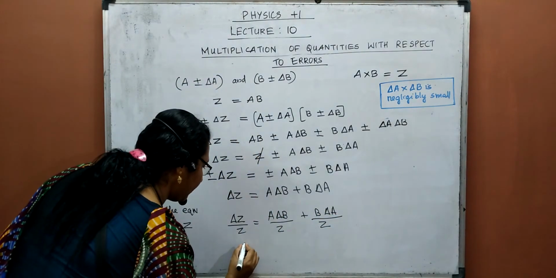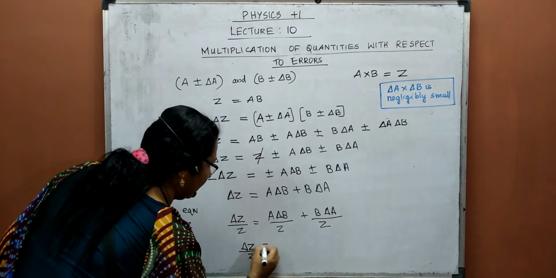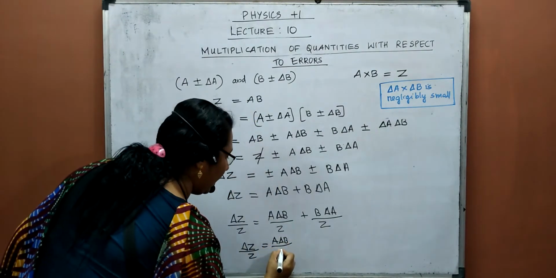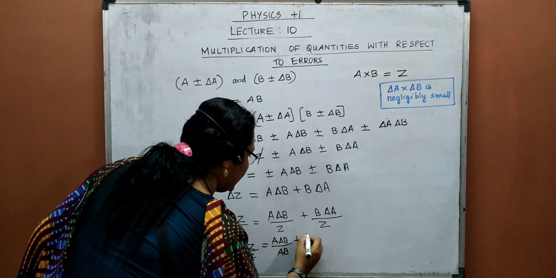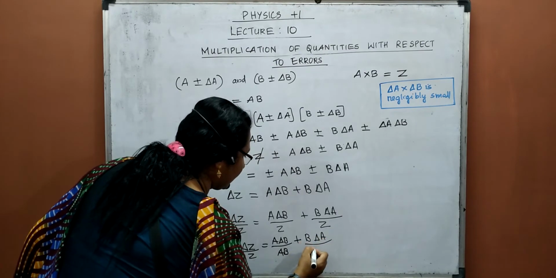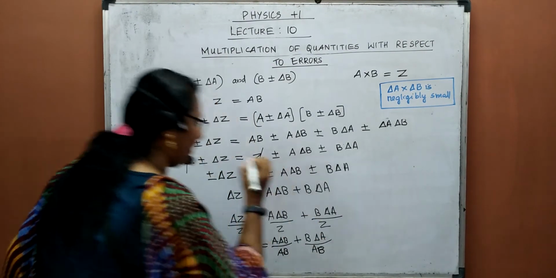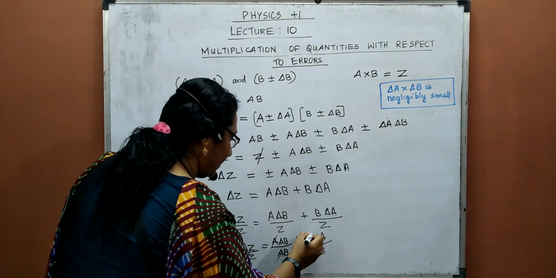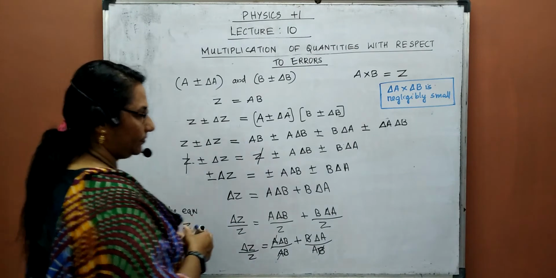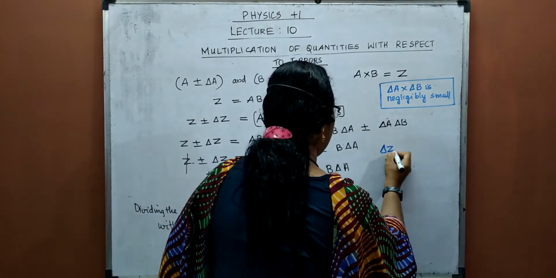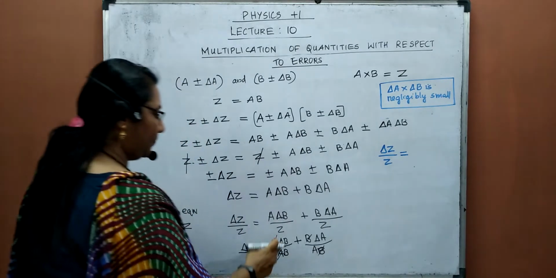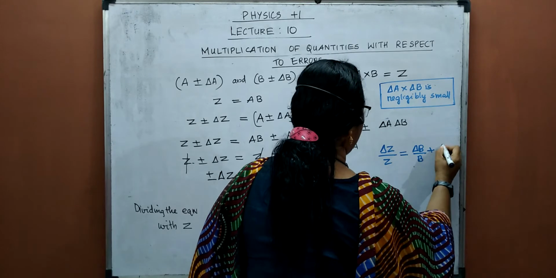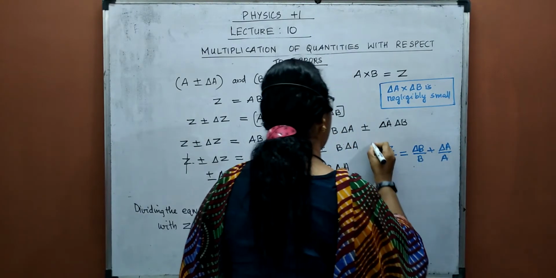Or we can write delta Z by Z is equal to A delta B by, what is the value of Z? AB, plus B delta A by, what is the value of Z? AB. Now cancelling, where we will write AA, BB, we will write delta Z by Z is equal to delta B by B plus delta A by A. Do you understand?